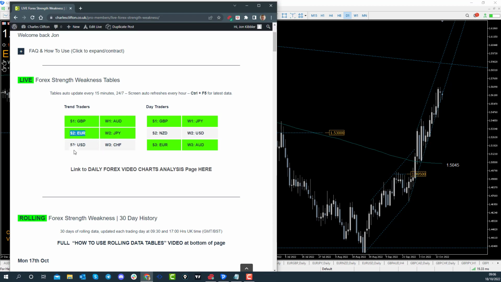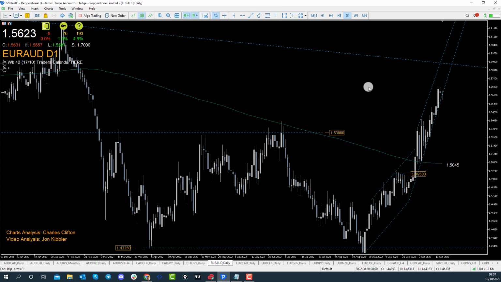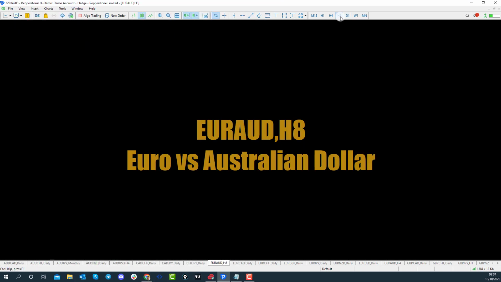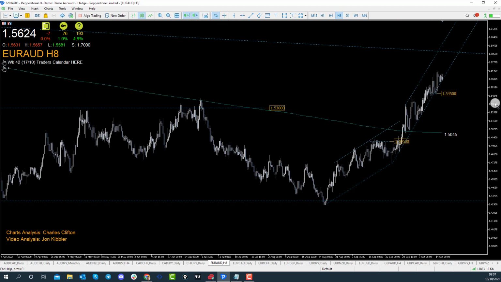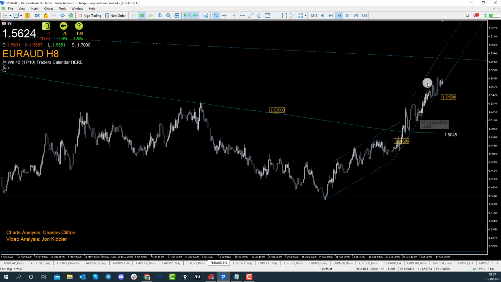Well, we've got Euro as S2, Oz as W1. We've got it on the day traders as well as S3 and W3. So basically showing us that Euro Aussie should continue to trade to the upside. Now, if we just go to the 8 hour, you can see that we have a channel through here, nice trend line support, and price is respecting that trend line support, respecting the channel at this current moment in time.